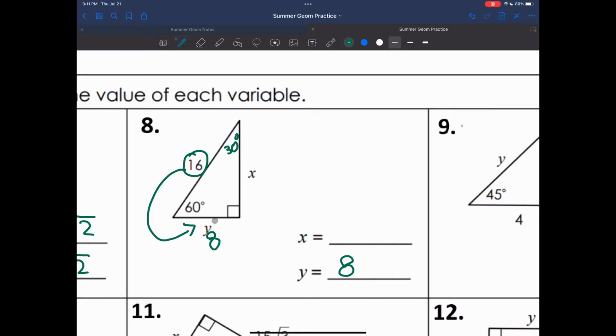And now once you have your short leg, you just have to memorize the rest of your properties. To get from your short leg to your long leg, you multiply by the square root of 3. So x is just going to be 8 square root 3. That's it.